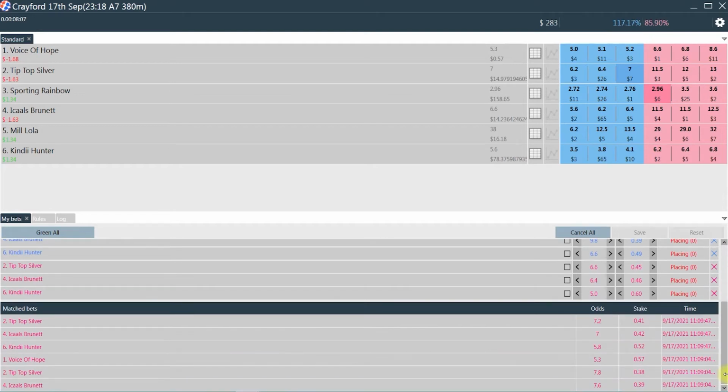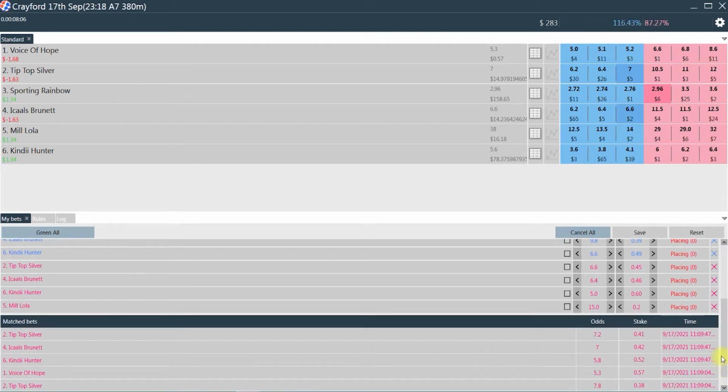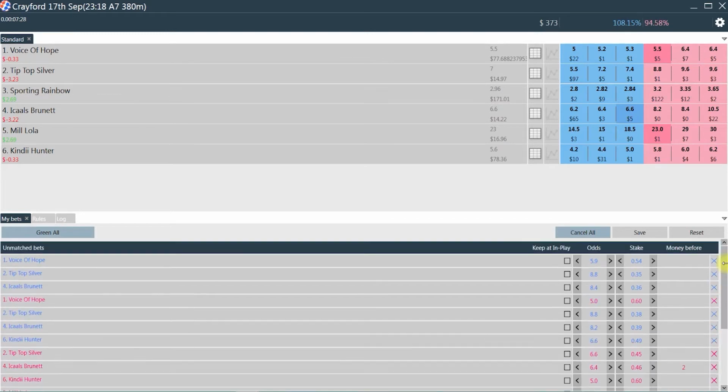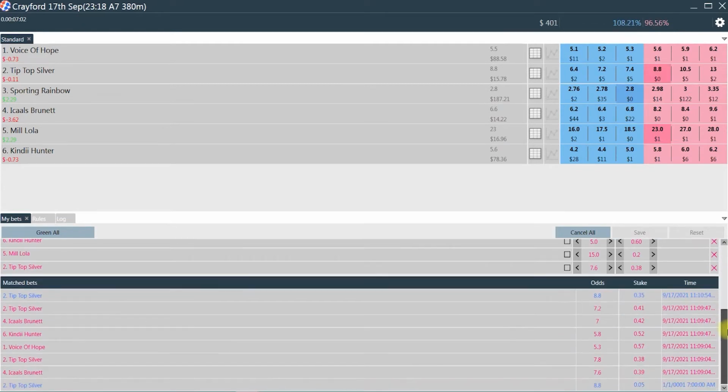Six bets have already been accepted. On the fourth selection, an additional lay bet is accepted with the odds 3 ticks lower than the initial one. The same situation is with the second selection. Initial lay bet with an odd of 7.8 and additional bet with an odd of 7.2. Two back bets on selections are accepted.